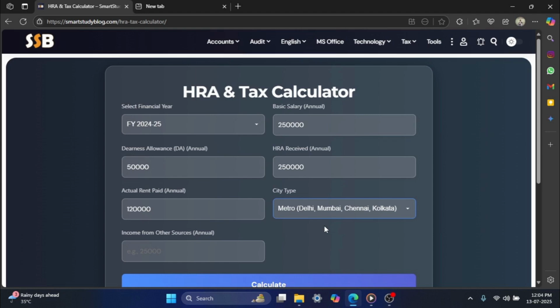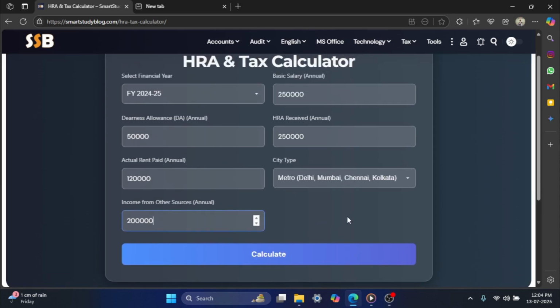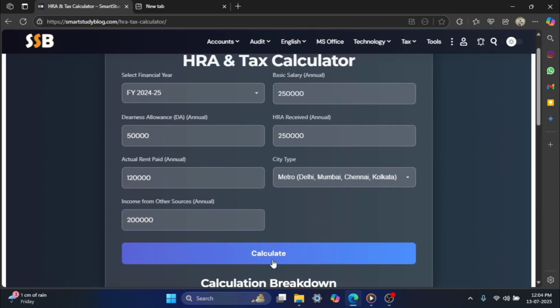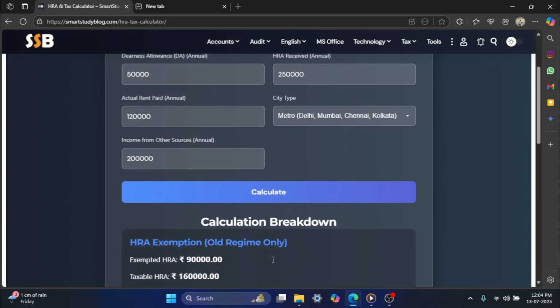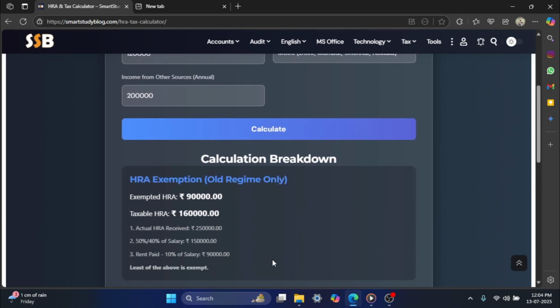Directly. And finally, you add any income from other sources annually. This could be bank interest, maybe some freelance income, whatever. Right, captures the whole picture. Once all that's in, you hit calculate. You hit calculate, and that's where the magic happens, so to speak. The tool processes everything. And what does the output look like? This is the aha moment. It really is. First, you see the HRA exemption breakdown.